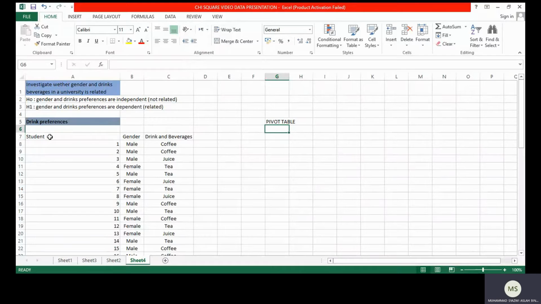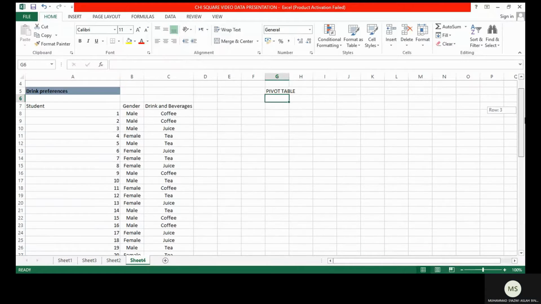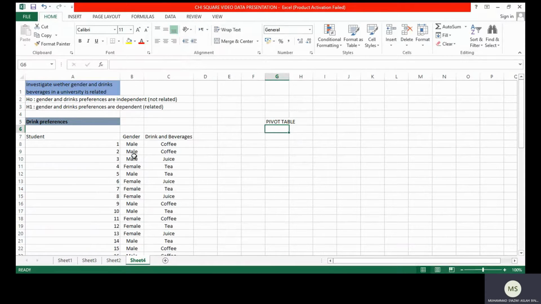This is the data, which is the sample of students, 50, with the gender male and female and drink and beverage, which is coffee, juice, and tea.